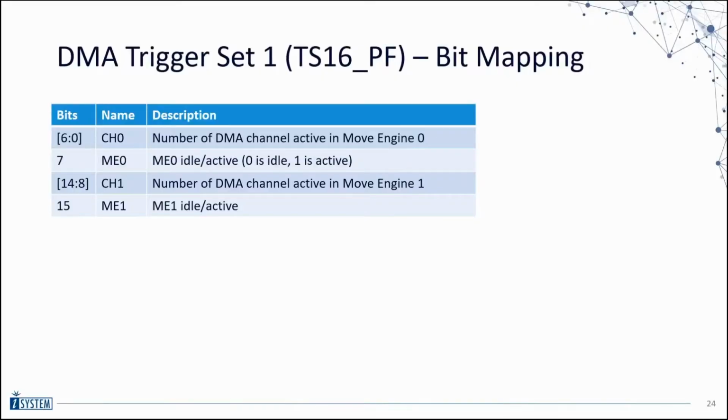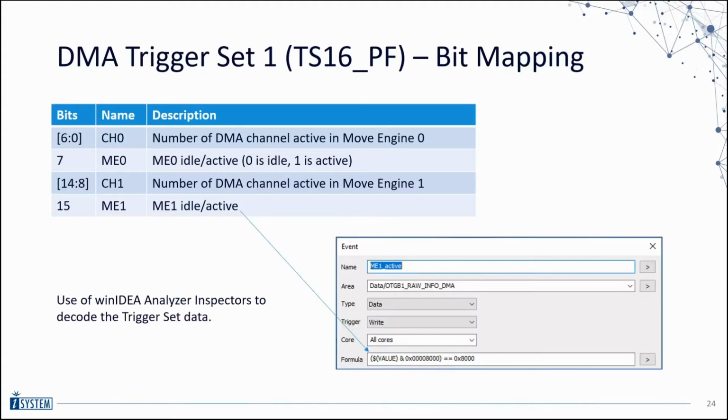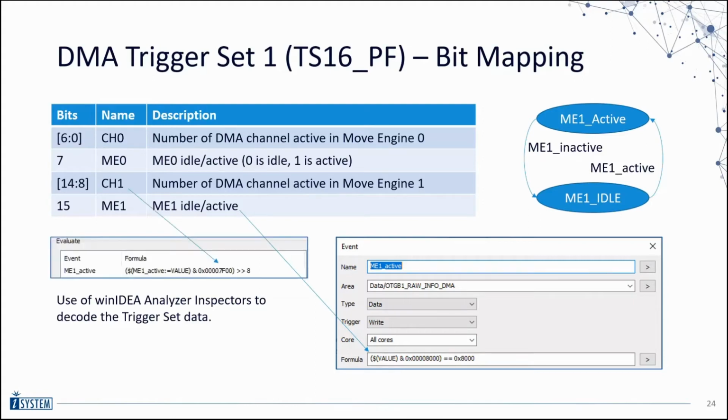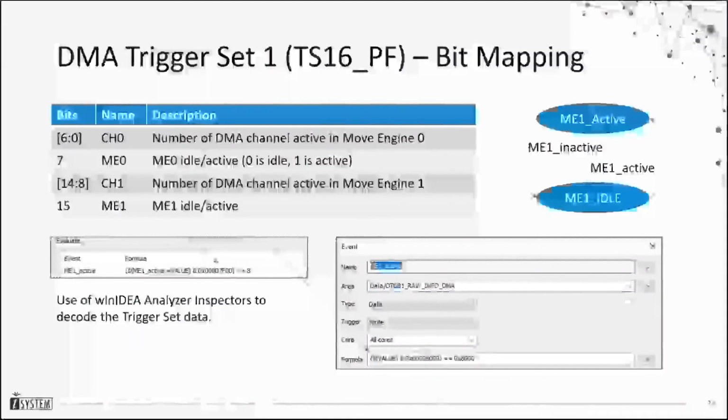Equipped with that understanding, we can use the Swiss Army knife of the analyzer, profiler inspectors, to implement a decoder. First, we create 2 events, move engine active and move engine inactive, that trigger when the move engine bit is 1 or 0 respectively. Next, we create a simple state machine with the default state ME idle that moves to ME active when the active event occurs and back to idle for the inactive event. Finally, we create a variable that masks the lower 7 bits and gets updated for each ME active event.